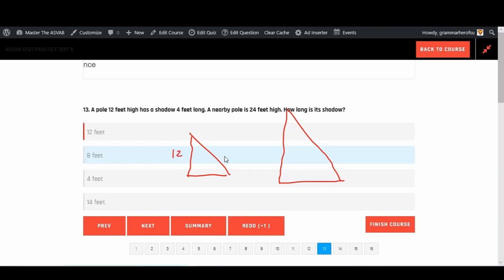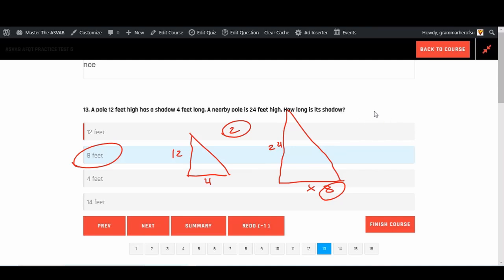Again, this one's 12 feet. This one's 24 feet. This one's 4. And this one is unknown. One thing I want to point out right away is when you double 12, you get 24. So we know that this scales by a factor of 2, which should hold true. So if this is a factor of 2, this is also going to be a factor of 2. 4 times 2 is 8. So I know that the shadow of the 24 foot tall pole would be 8.